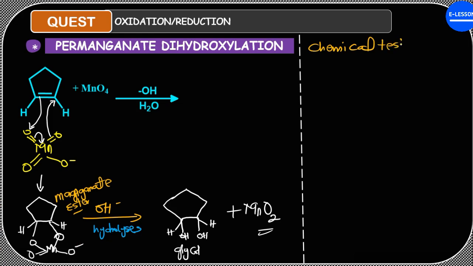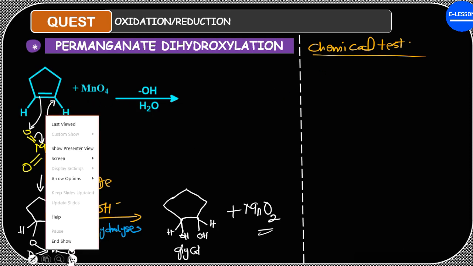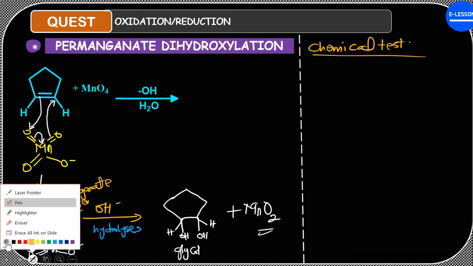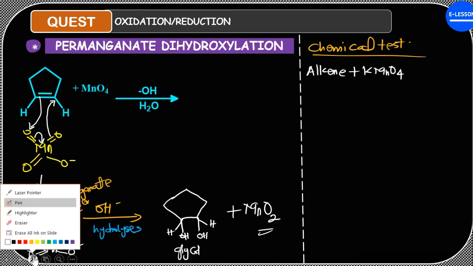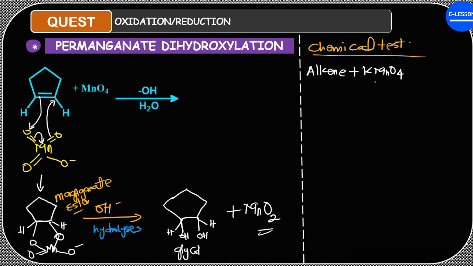Now, alkene discolorizes the purple color of KMnO4. So, if you have, let's say, this is an alkene plus KMnO4. KMnO4 is purple. Is that purple, right? It has a deep purple color. That is the color of KMnO4.